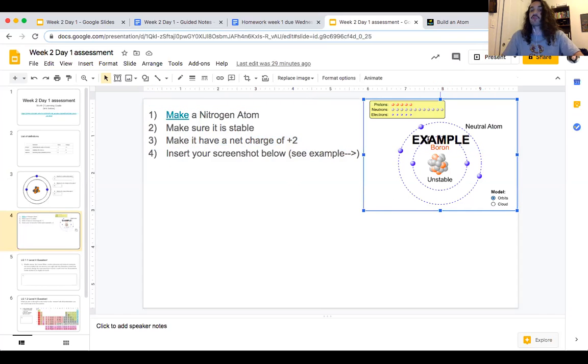This is a screenshot that I took of boron. It's clearly not a nitrogen atom, it's a boron atom. It's an unstable one too. This would not be good for this one. You've got to make your own.